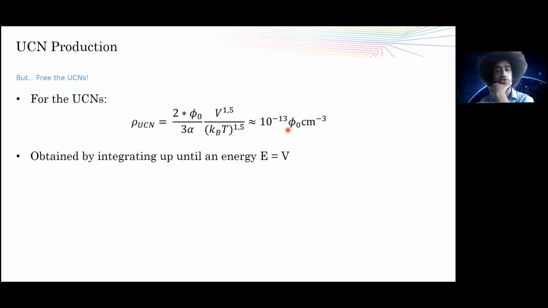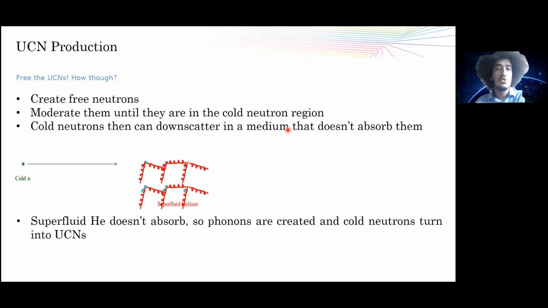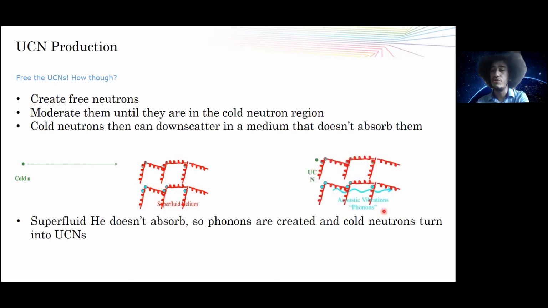Again, this still does not talk about how you manage to create these ultra-cold neutrons, but one way you could do it is you create your free neutrons, then moderate them until they're in the cold region, and then you make them downscatter in a medium that does not absorb them. One such medium is superfluid helium, where you just let them scatter in here, and you're going to be creating acoustic vibrations like phonons and sound waves, and it's just going to keep scattering in here until it becomes an ultra-cold neutron. That's one way of doing it.